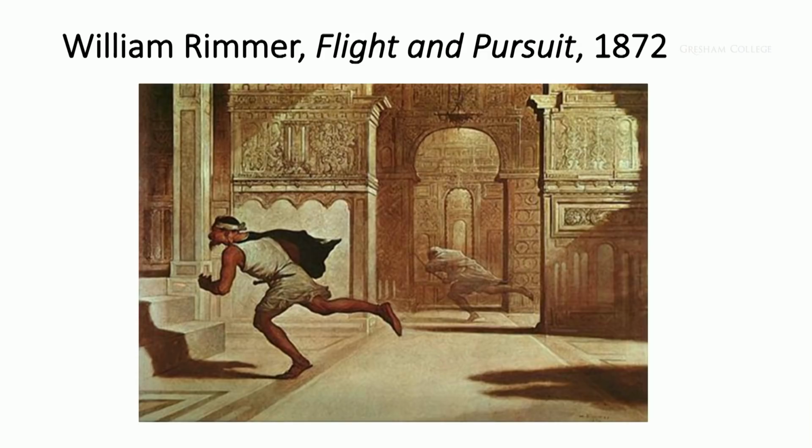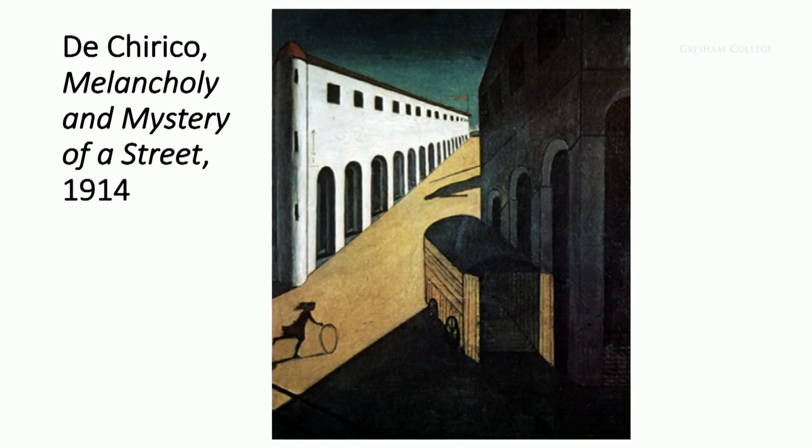William Rimmer picked it up and did this, where a man is sitting in shadow. He's fleeing, but the shadows are approaching. So we get the sense of the chase, the nearing shadows. So this motif of the approaching shadow becomes quite common toward the end of the 19th century.